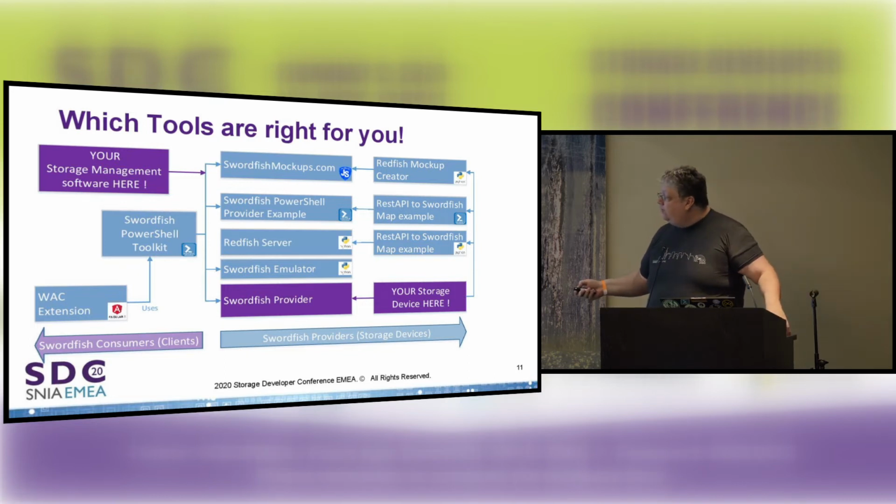There's also a Redfish server that we've written in Python that uses Flask. I don't know if you're familiar with Flask, but that lets you write your REST API to a Swordfish map, for example, and you can publish it this way. You can also download our emulator. You can download that directly from the GitHub site as well.